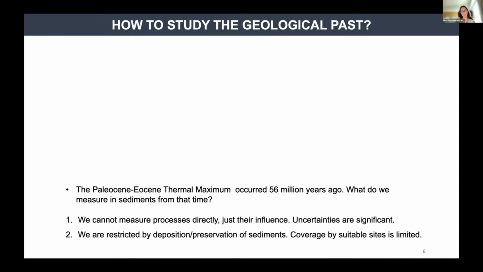And also we are very restricted by the deposition and preservation of sediments, as the coverage of suitable sites is quite limited. I mean, 56 million years is a lot of time for geology to do its thing and start removing a lot of these sediments from the record. So in some places, an event like the PETM, which lasted for 200,000 years, can be a couple of meters long. And in other places, we might only have 10 or 20 centimeters of it, which then limits very much in what kind of detail we can study the event.